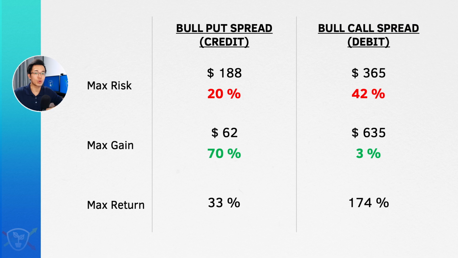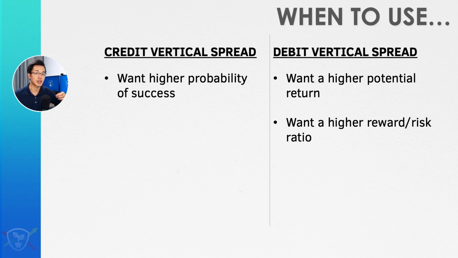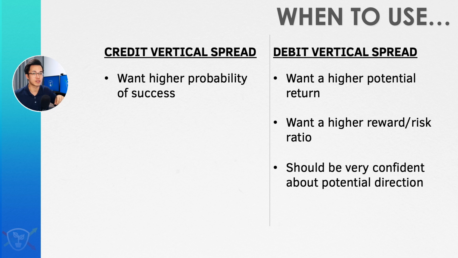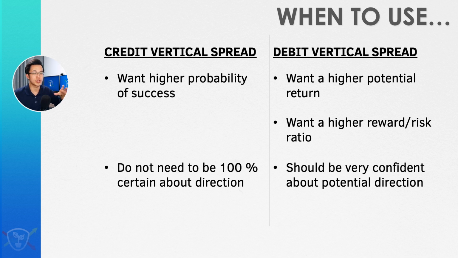So yes, even though the debit spread has a much higher potential return and a much higher reward to risk ratio, the odds of earning those returns is not that great. So what we see here is that if we want to trade debit vertical spreads, if we want to make those higher returns, we have to be very convinced and almost very sure that the stock price is going to move in our favor, because the statistical odds of this trade is not in our favor. Whereas if we trade credit vertical spreads, we don't have to be as certain about the direction.